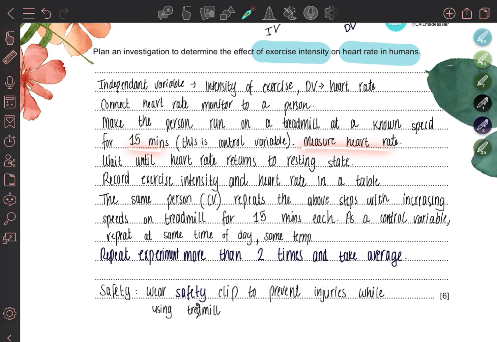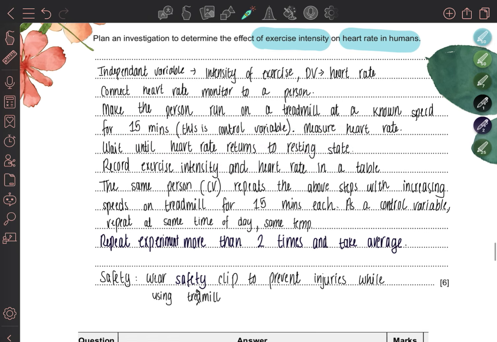Then you're going to measure the heart rate, and then you're going to record this in a table as well. I just wrote this step before it, but it's fine, doesn't matter. You're going to wait until the heart rate returns to resting state, and then you're going to repeat the experiment. The same person, this is a control variable, we're going to repeat the experiment on the same person, repeating the above steps with increasing speeds on the treadmill, so that is going to increase the intensity of exercise for 15 minutes each. And then as for more control variables, you have to repeat the experiment at the same time of the day, at the same temperature, same weather, etc.